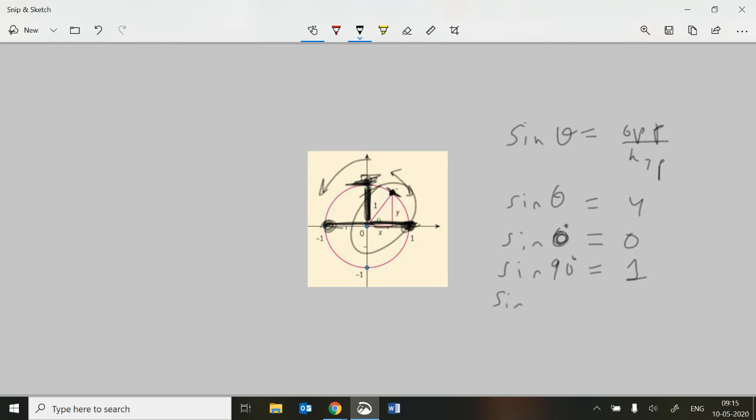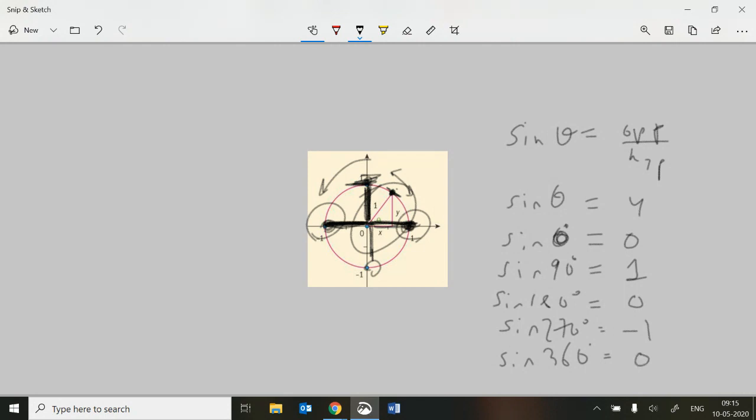So when we're pointing over to this side, sine of 180 degrees is equal to a height of 0. And sine of 270 degrees down here has a height of minus 1. And then when we get back to 360, remember the height is the sine of theta. Height is y. So sine of 360, or sine of 2 pi, is equal to 0 again. We've got a height of 0.